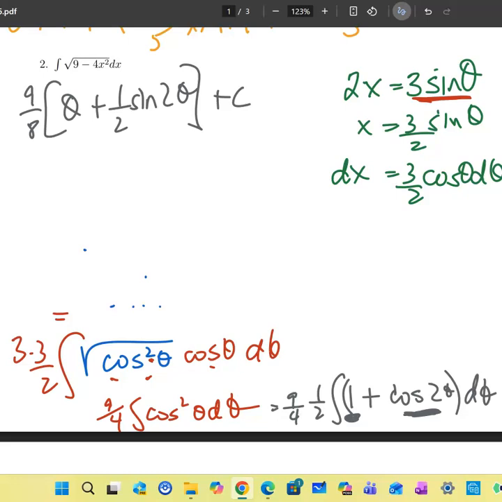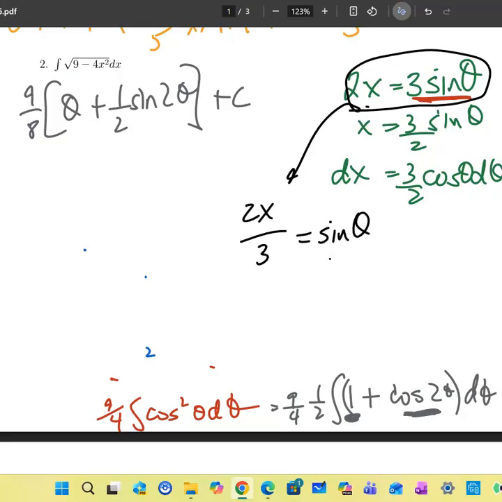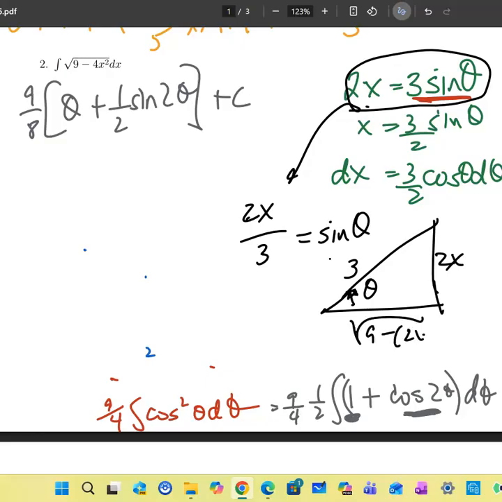Okay, I need to get back to x's. So that's where it's triangle time. So where does the triangle come from? The triangle comes from this, right? So I'm going to rewrite this as 2x over 3 is sine of theta. So rewriting that, here's my angle theta, and then I'd have opposite over hypotenuse. This side here, if I use the Pythagorean theorem, would be the square root of 9 minus 2x quantity squared. Oh, yep, that was the original problem, right?